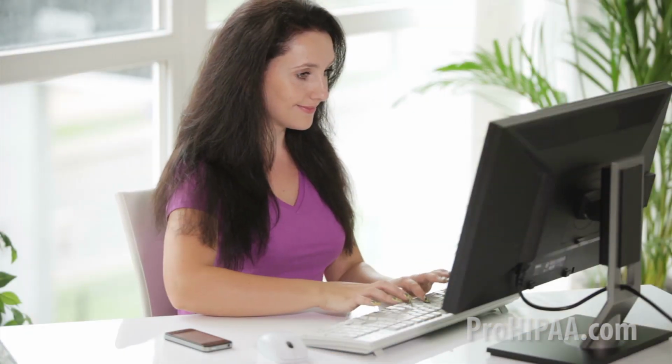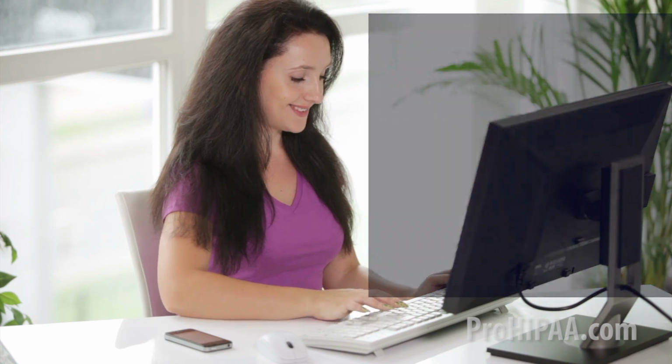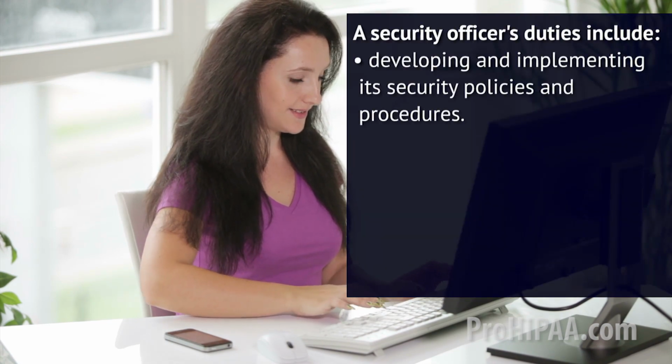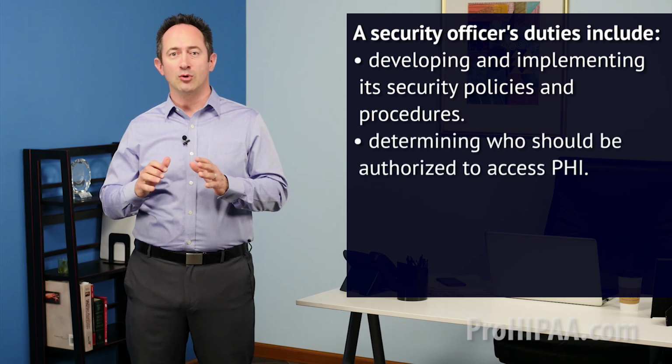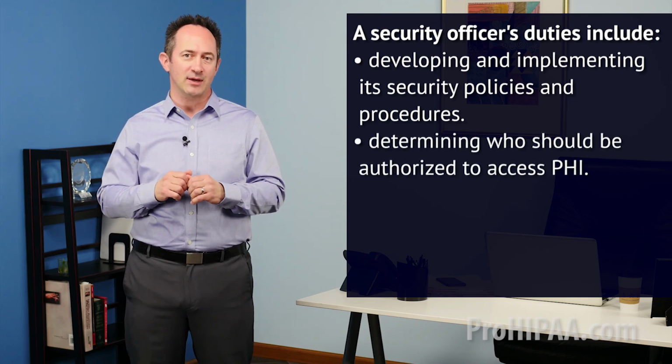Administrative safeguards include office rules and procedures that keep data secure. Covered entities should designate a security official who is responsible for developing and implementing its security policies and procedures. They should also determine who should be authorized to access PHI.